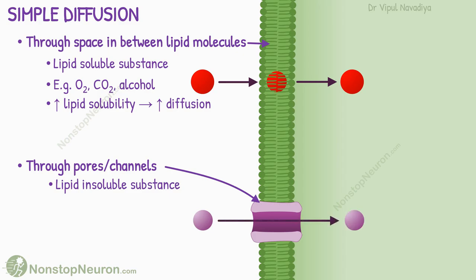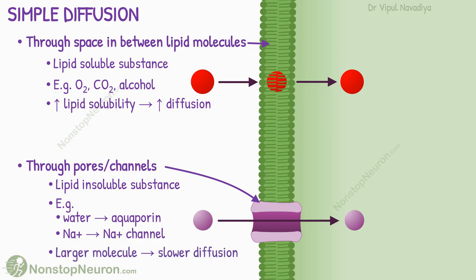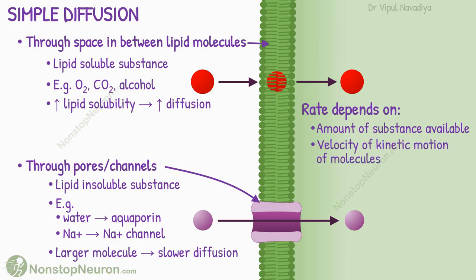They diffuse through pores or channels that provide continuous passage through the membrane. This passage is just like a door of a room. For example, water moves through aquaporins, and sodium ions diffuse through sodium channels. In such diffusion, the larger the molecule, the slower would be the diffusion. In general, for simple diffusion, the rate of diffusion depends on the amount of substance available for diffusion, the velocity of kinetic motion of molecules, the number of passages, and the size of passages.